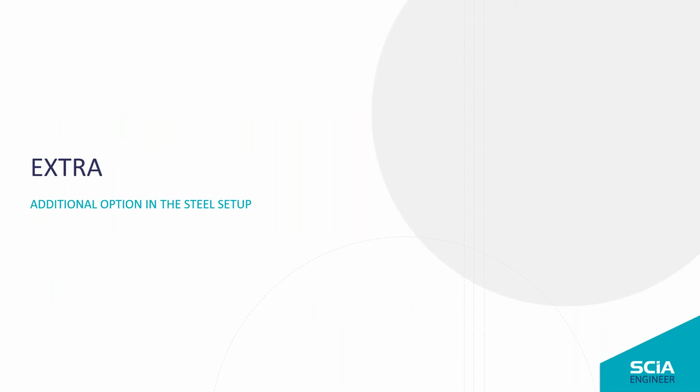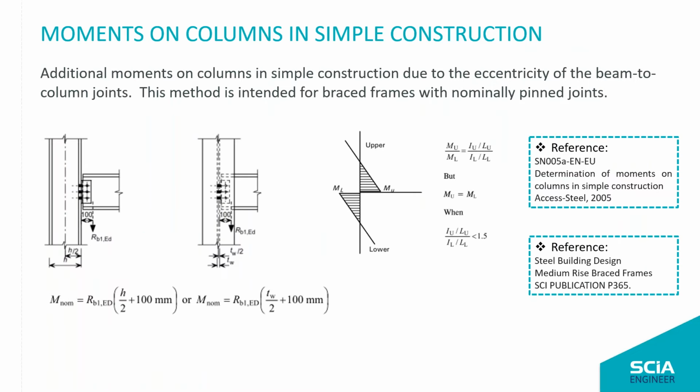And that brings me almost through the entirety of the topics. And if you made it so far, well, thank you. I have one final extra option, which is an option in the steel setup that is not super known. And that's the moments on columns in simple construction. This option allows you to consider the fact that your beams are not attached to the centroids of your column, but rather to their flanges. And so even if they are connected with a hinge, they should induce some additional moments inside your column.